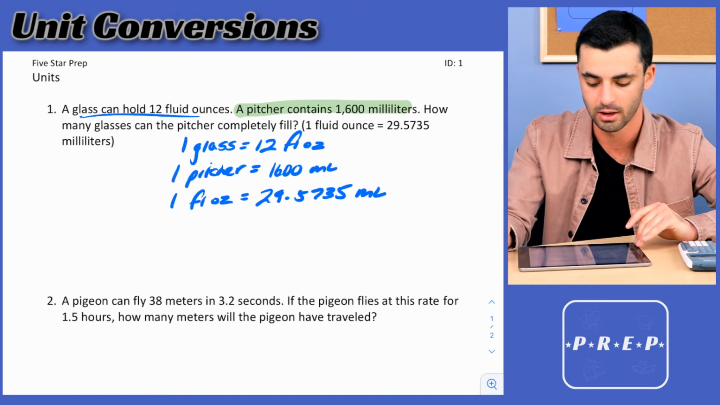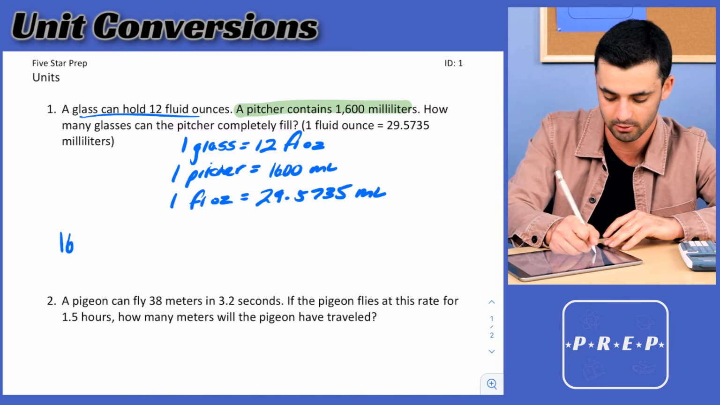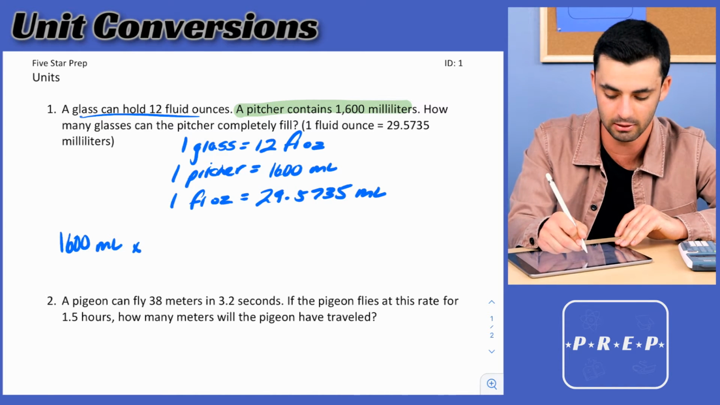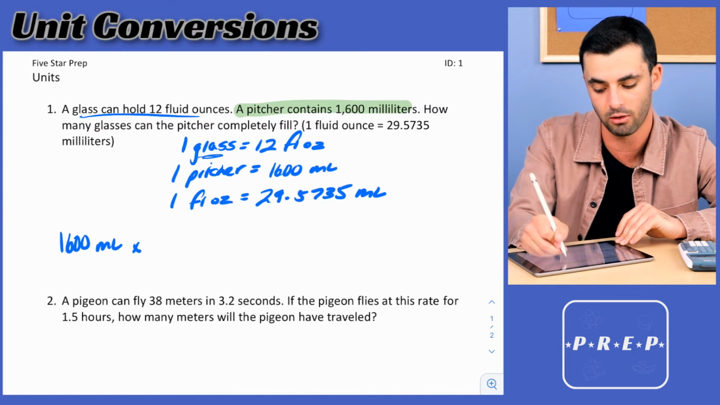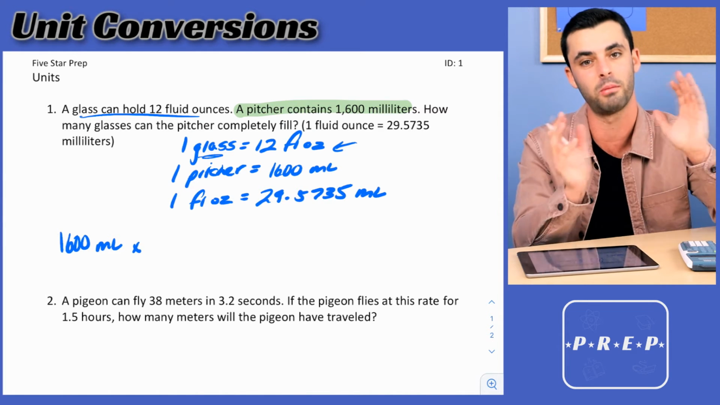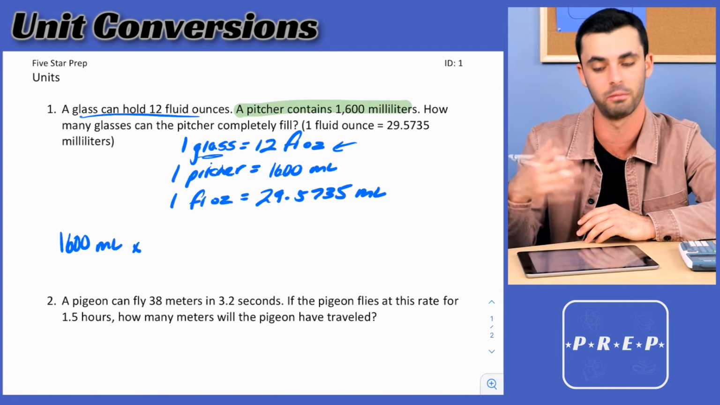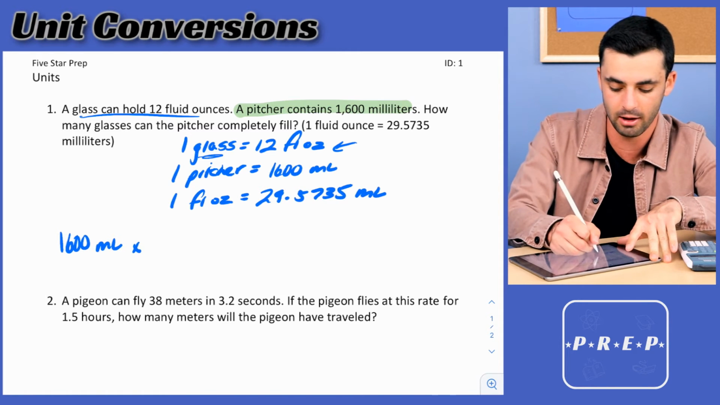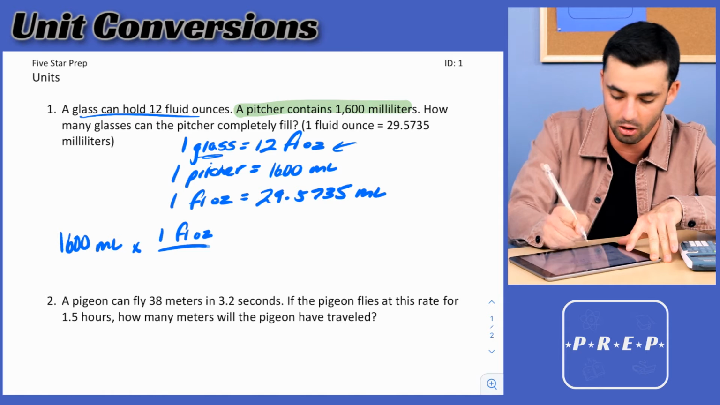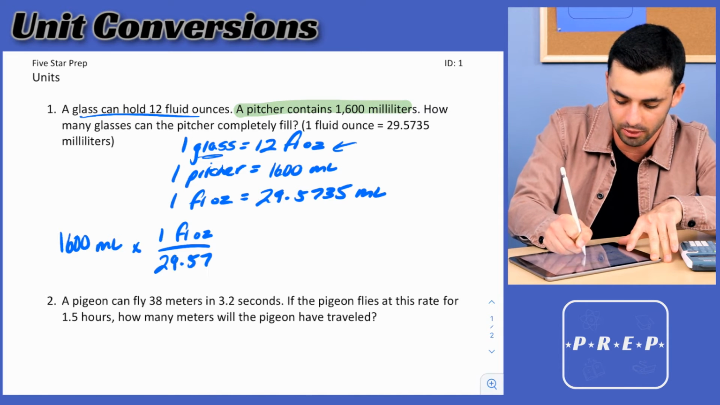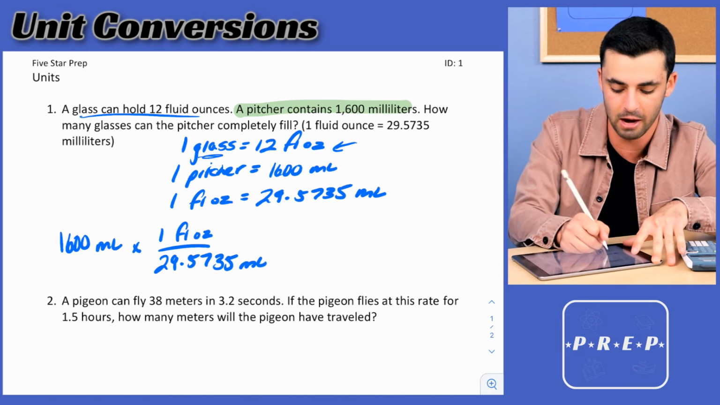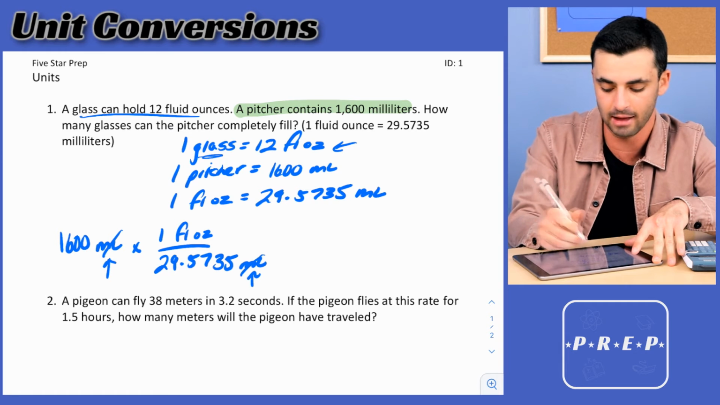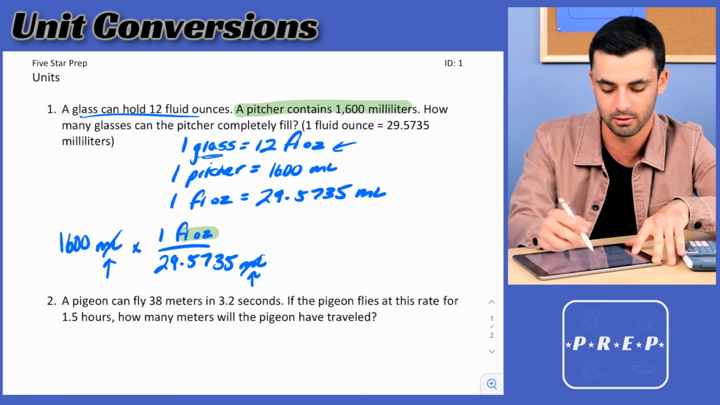All right, so given that we have one pitcher, that's 1,600 milliliters. And we want to multiply this by fluid ounces because we're trying to convert into glasses, and we know that one glass equals 12 fluid ounces, so I have to convert my milliliters into fluid ounces first, and then we'll go from fluid ounces into glasses. So I have to multiply 1,600 milliliters by one fluid ounce over 29.5735 milliliters. That's going to allow me to cancel the milliliters in the numerator with the milliliters in the denominator and leave me with fluid ounces.